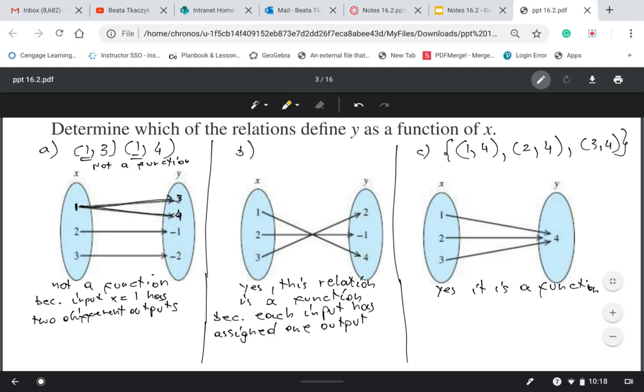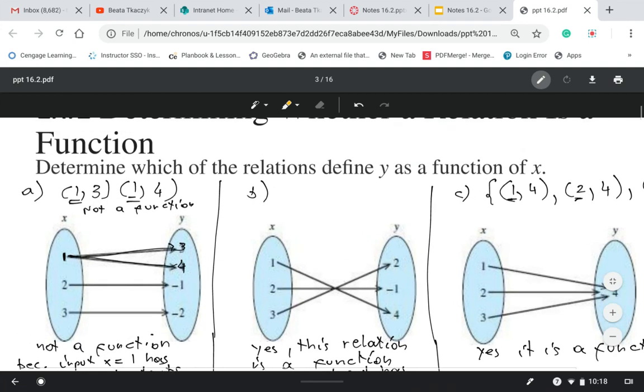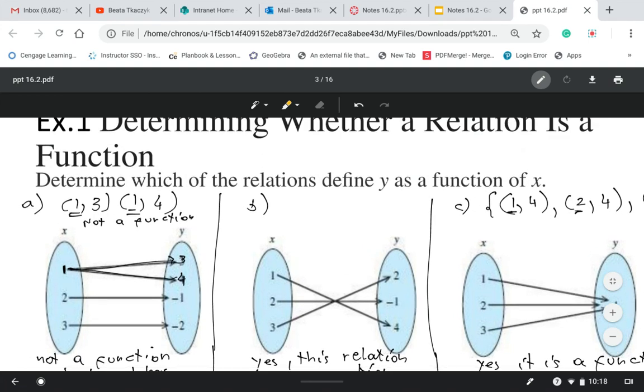So make sure that you guys understand that. What the shortcut which I gave you, I mentioned that the x coordinates can't repeat. So like here in example C, x coordinates don't repeat. Going back to example A, which we didn't have a function. Why we didn't have a function? Because input 1 had two different outputs, 3 and 4. So because of that, we didn't have a function.